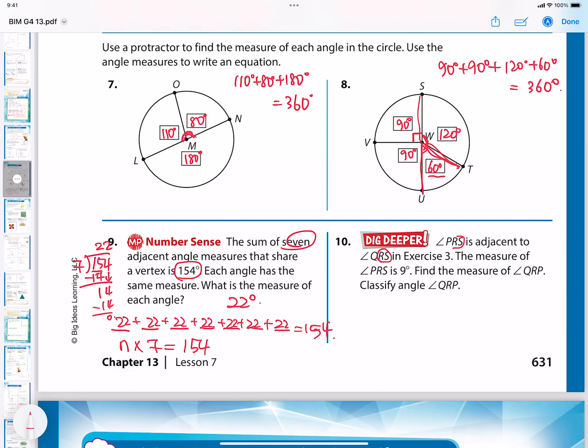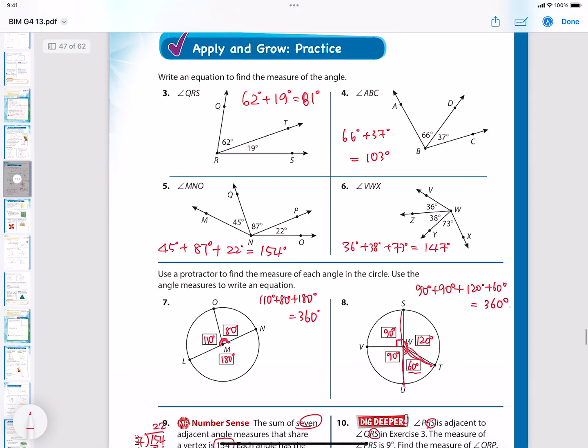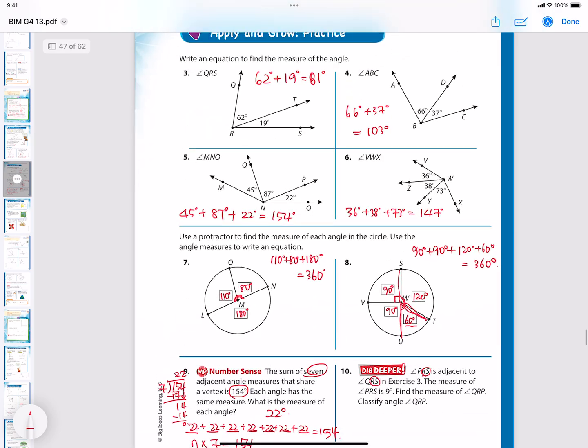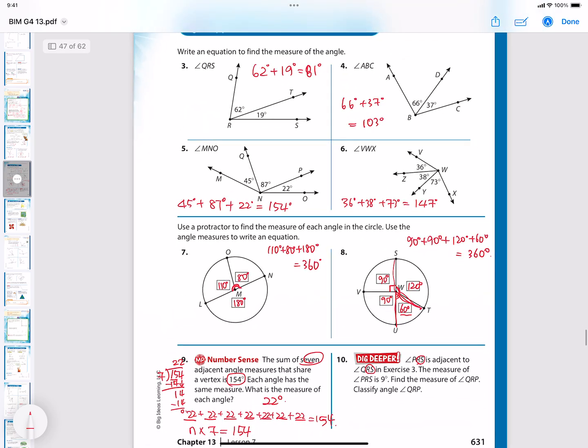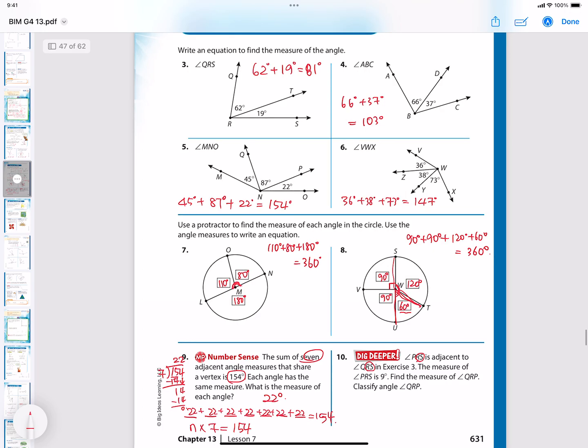Number 10. Angle PRS is adjacent to angle QRS in exercise 3. Let's zoom out a little bit and see. Angle QRS in exercise 3 is adjacent. Yes, correct. Now find the measure of angle PRS.